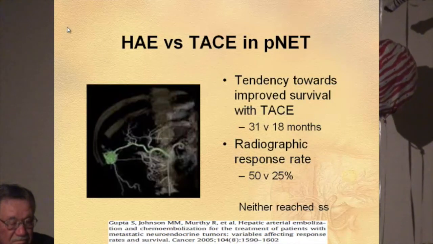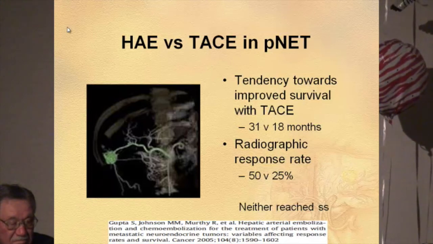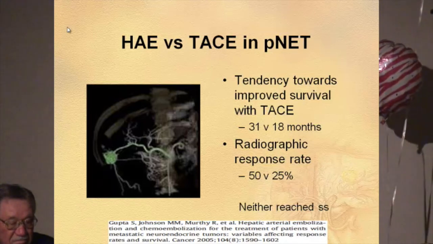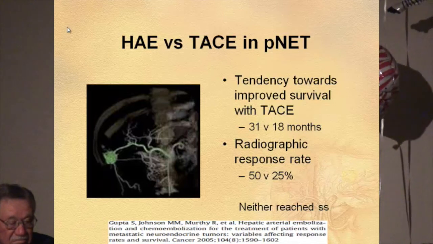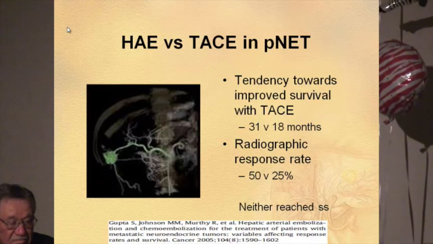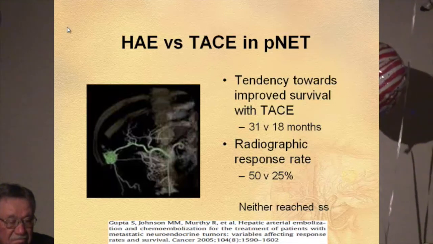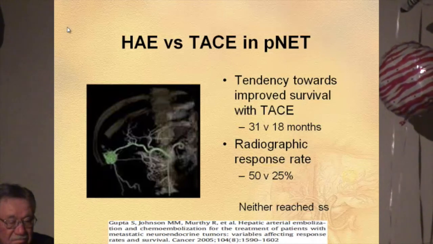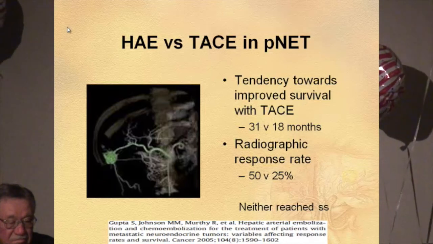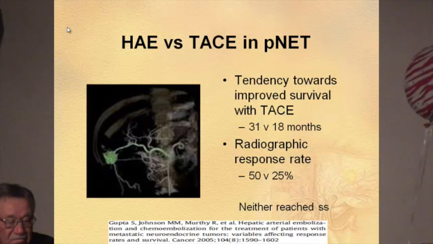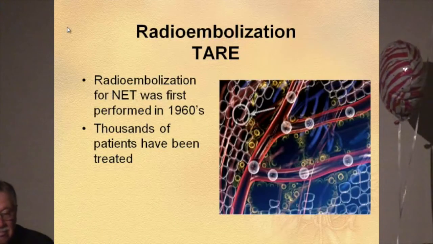If you look at patients with pancreatic neuroendocrine tumors, hepatic arterial embolization versus TACE, patients with the pancreatic primary tend to do better with TACE. Whereas if you look at carcinoid patients, it really was about the same efficacy, whether it was a bland embolization or a chemoembolization.